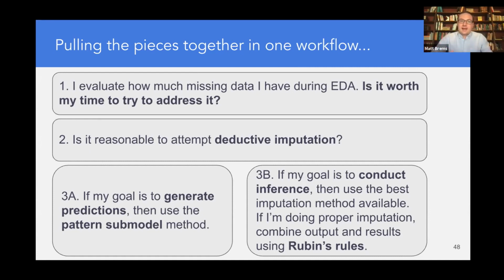Then I decide, do I want to generate predictions or do I want to conduct inference? If my goal is to generate predictions, I use the pattern submodel method because it tends to be better than imputing. If I want to conduct inference though, I'm going to use the best imputation method available. And if I'm doing proper imputation, which I strongly encourage you to do, I'm going to combine my output and my results using Rubin's rules.